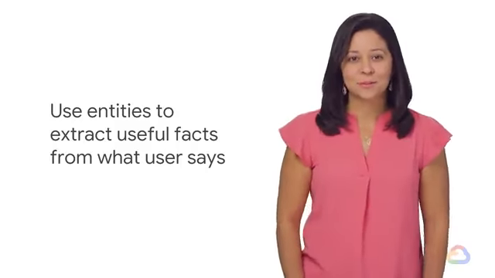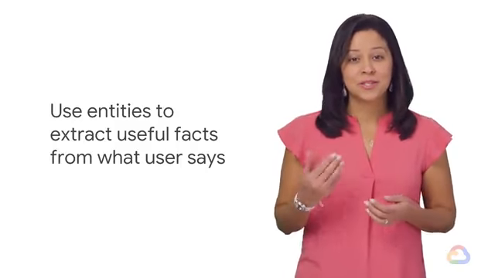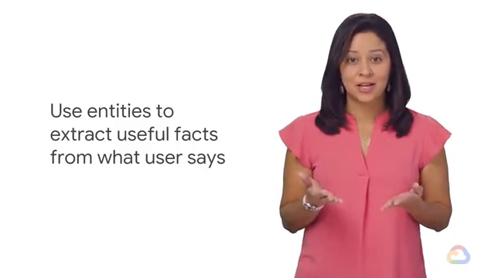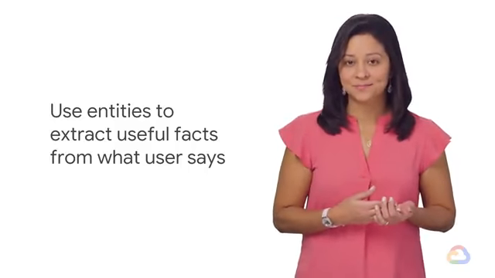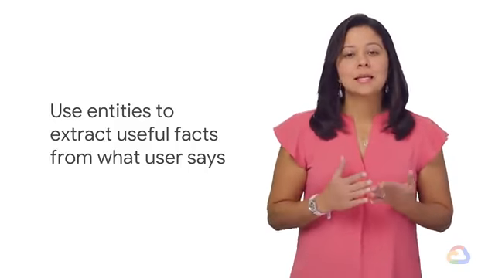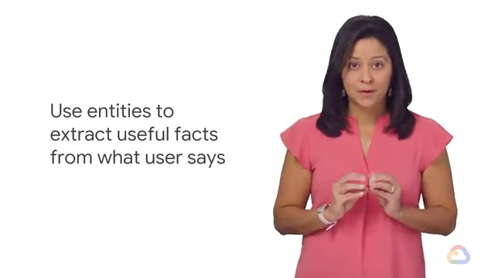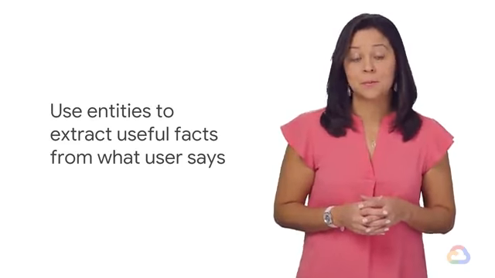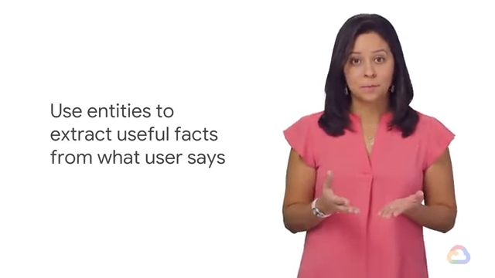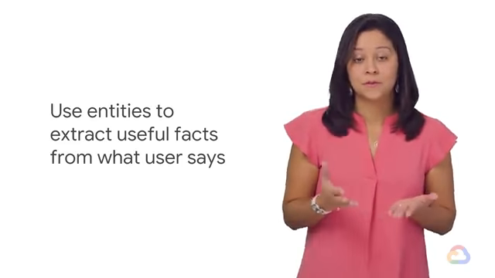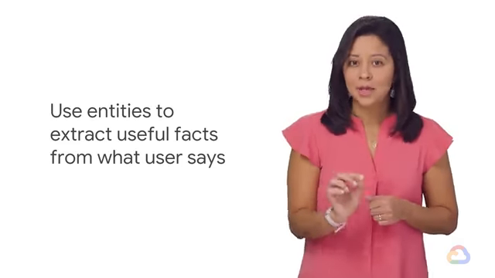So far you've learned about creating intents and using training phrases to teach the agent how to recognize these intents. But let's say that you want to enable your agent to extract specific pieces of information provided by the user. For example, the toppings they want on the pizza they are ordering, or the number of slices. You can do that with entities.